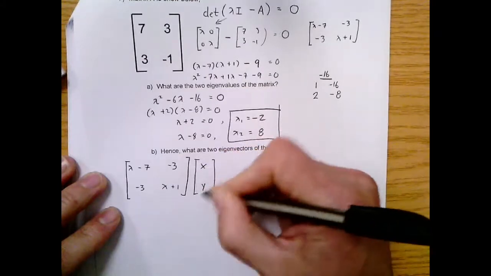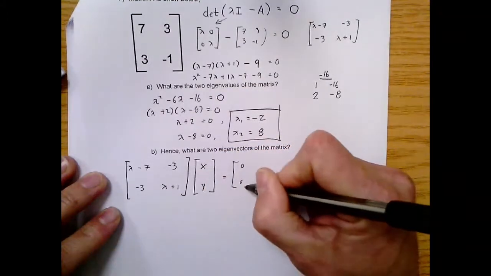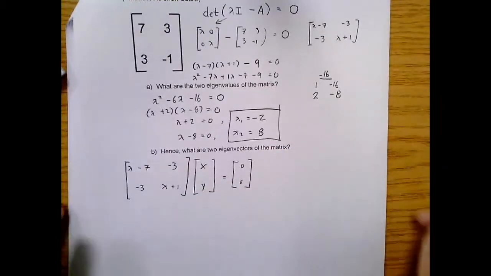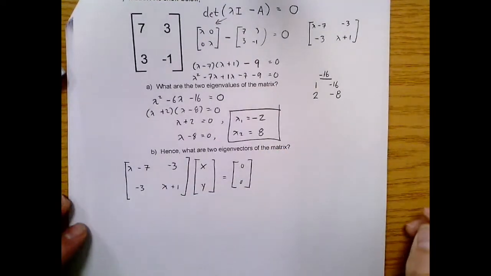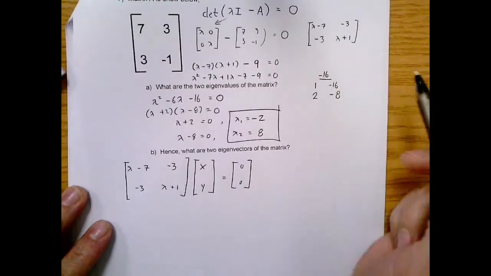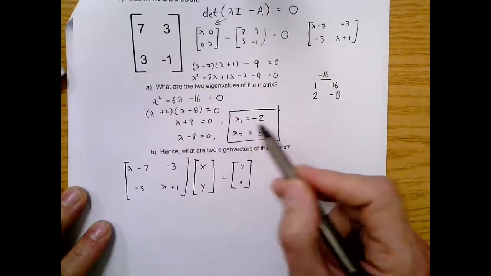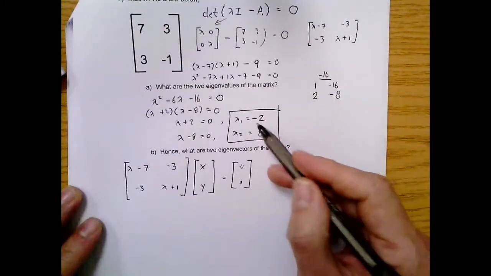That's actually what we're trying to find, and if it zeros out, then we know that's our vector. That's our eigenvector. So step one, we have these two lovely values for lambda that we found. Essentially, the first step is to substitute in.